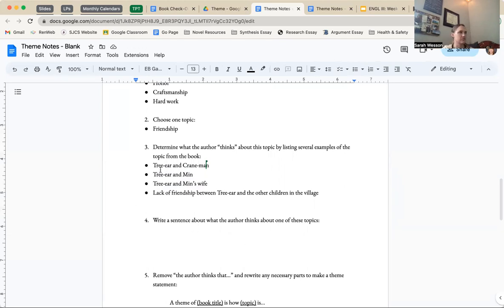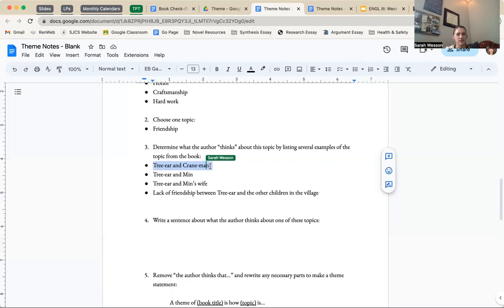So if this step feels more difficult to you, no worries, it's supposed to be. What's the result of all of these friendships for Tree Ear? What do they do for him? Are they bad? No. Are they good? Yeah. How are they good? Yeah, they help him in different ways.